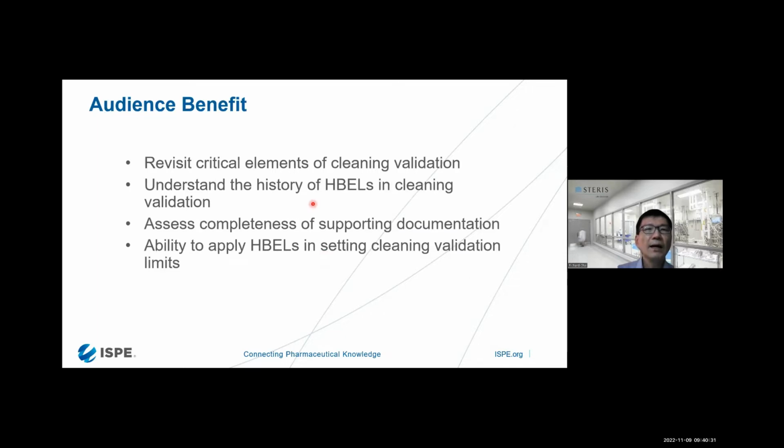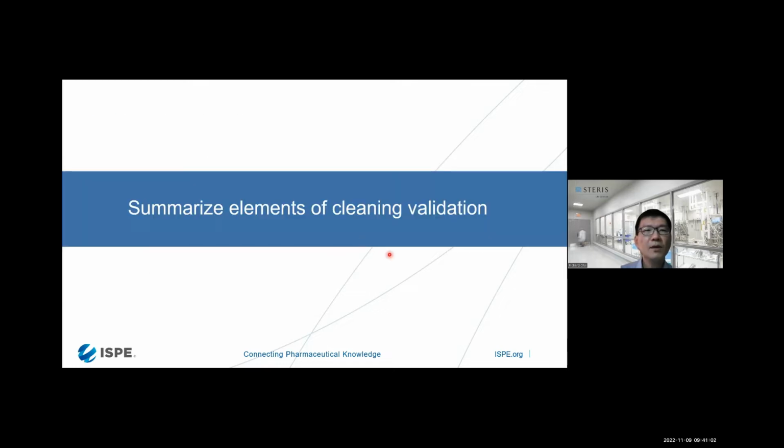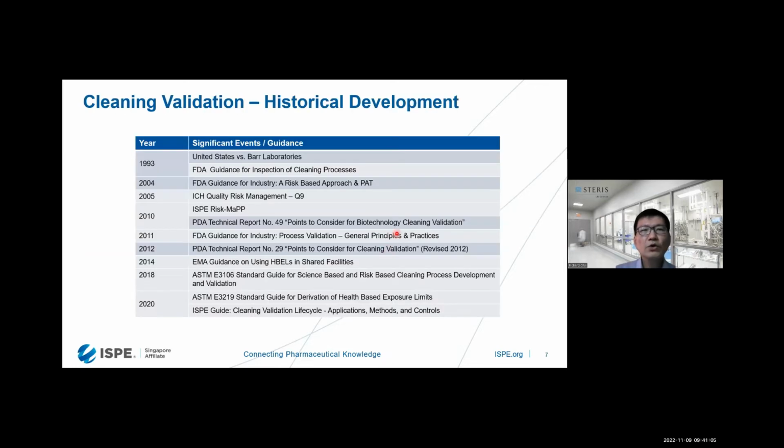Of course, the benefits to the participants will be to revisit the critical elements of cleaning validation. It's kind of a refresher, and you will be able to understand the history of HBELs in cleaning validation, and also assess whether you have enough supporting documentation to determine the HBELs and to apply the HBELs in setting the cleaning validation limits. So first, we go through this section on the important elements of cleaning validation.